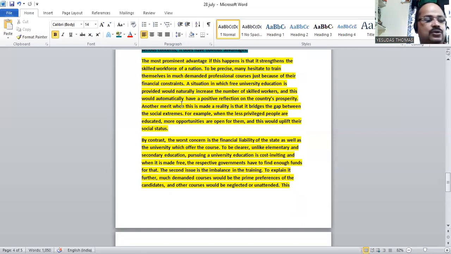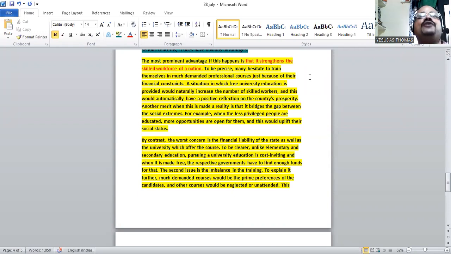If you look closer at the advantage paragraph, the first thing is that it strengthens the skilled workforce of a nation. So this is the thing. It strengthens the skilled workforce of a nation. And this is what is explained in the next two sentences. That is explanation. To be precise, many hesitate to train themselves in the much demanded professional courses just because they have financial constraints.